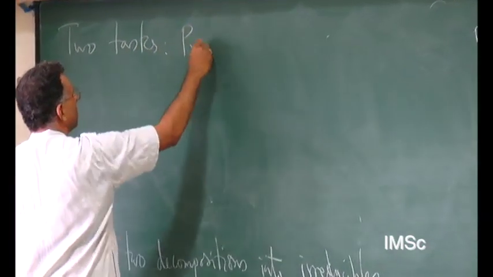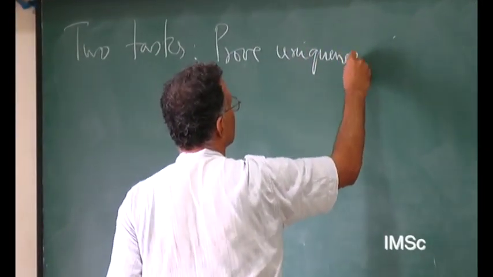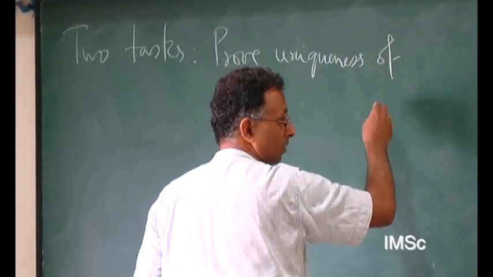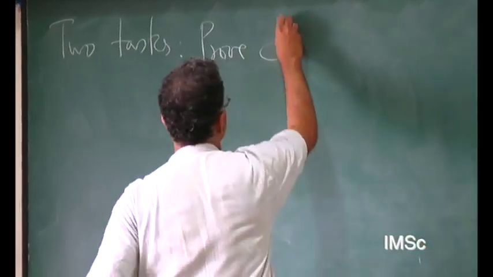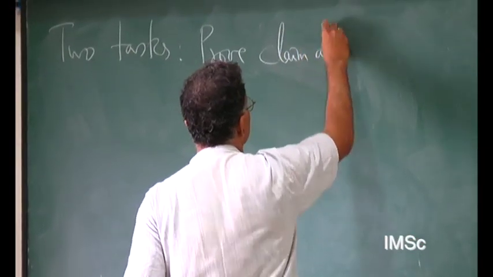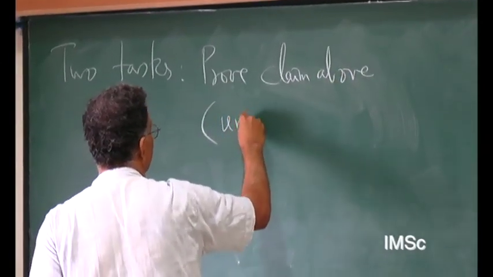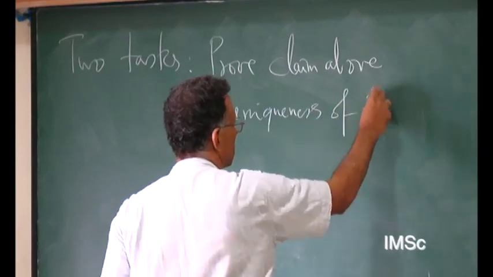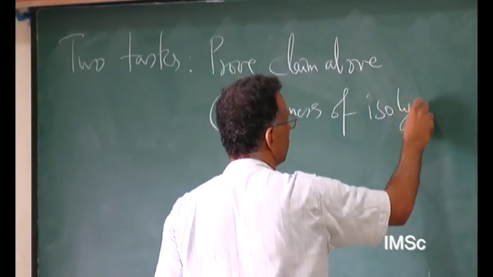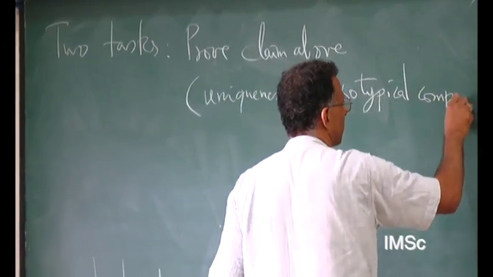Prove uniqueness of isotypical components. Prove the claim above. That is the uniqueness of isotypical components. This is bad English, because to define isotypical components you need the uniqueness. But I hope you understand what I'm saying.